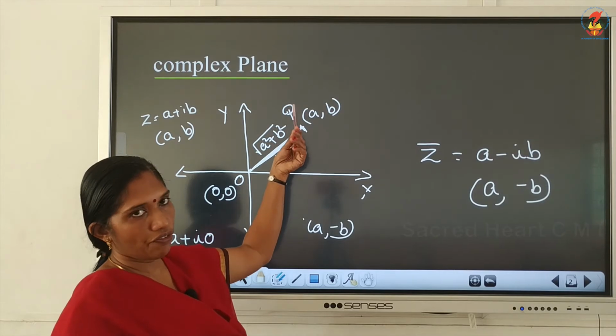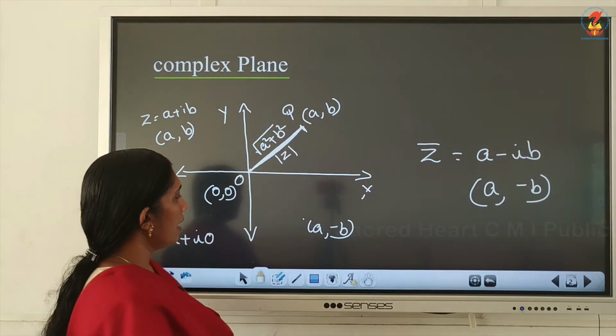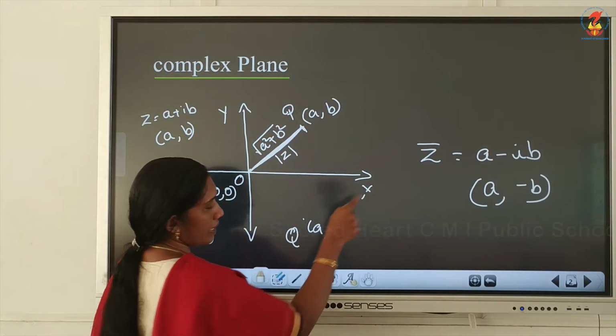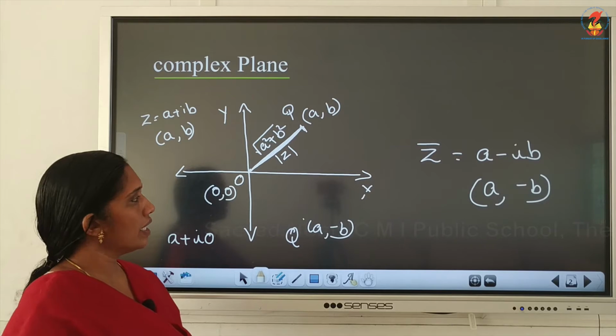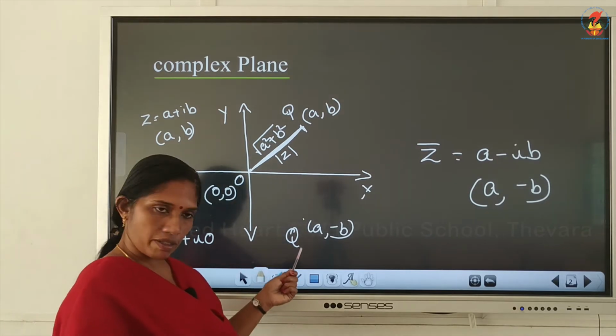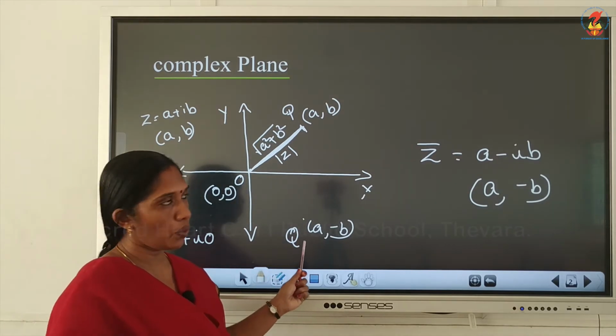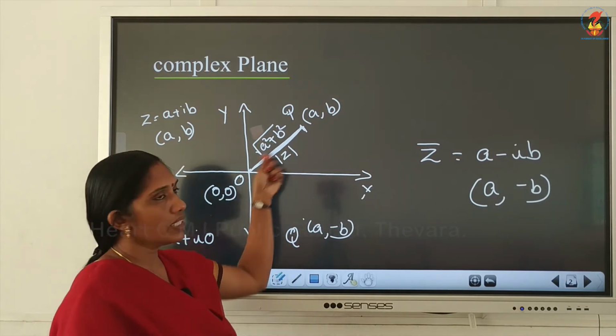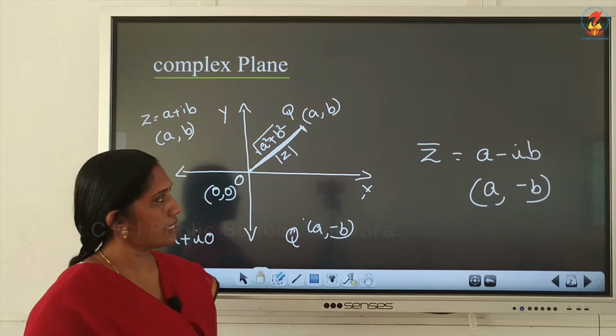Then the mirror image: if a plus ib is P, then a minus ib is the conjugate of z. So, that we can represent in this plane, in the fourth quadrant. It is the mirror image of this with respect to the real axis.